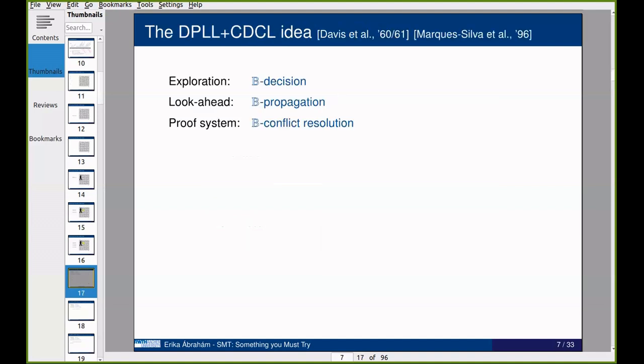Let me show you on an example how it works for propositional logic. We have three components: exploration, propagation, which is the name of the look ahead, and Boolean conflict resolution, which is the name of the proof system. Assume we have this very simple formula. SAT solving and SMT solving are based on conjunctive normal forms, so we will have a conjunction of disjunctions of, in this case, literals, being propositions or their negation.